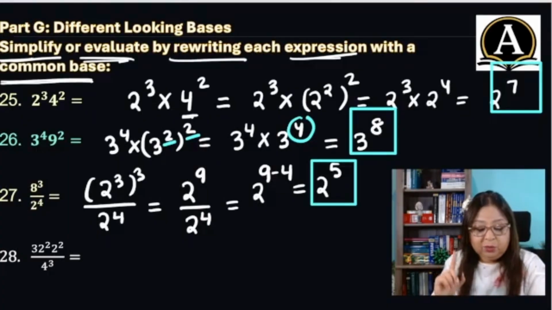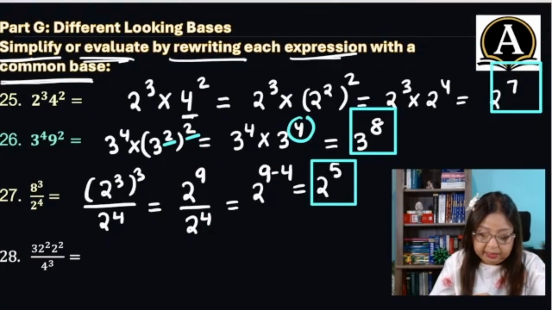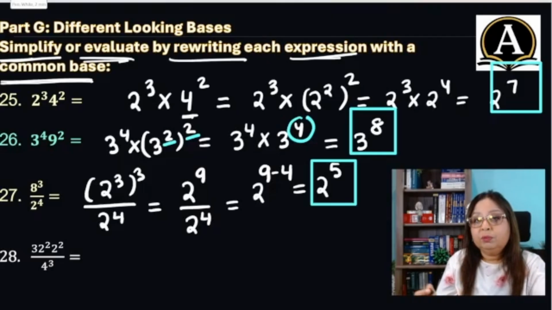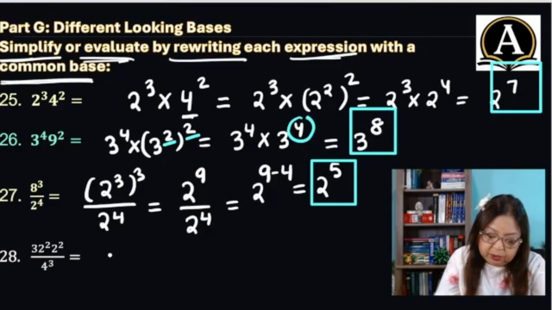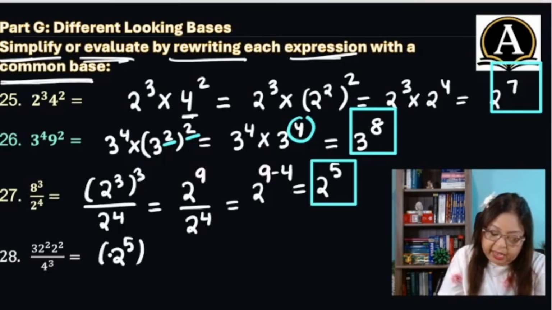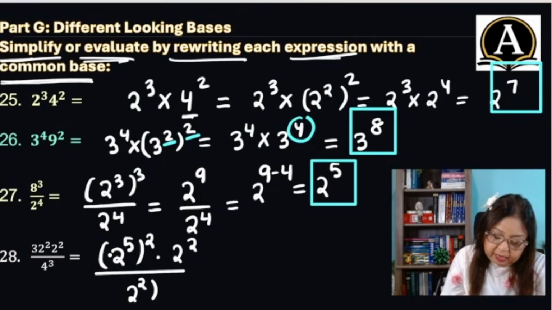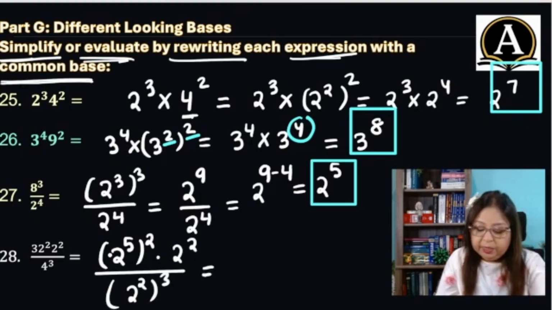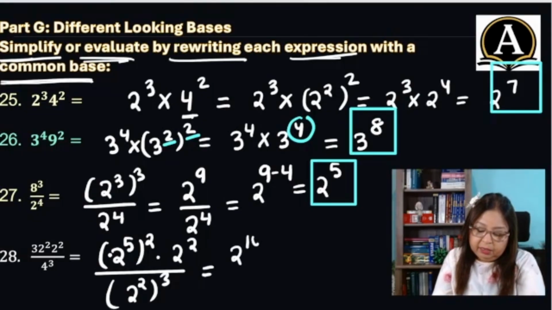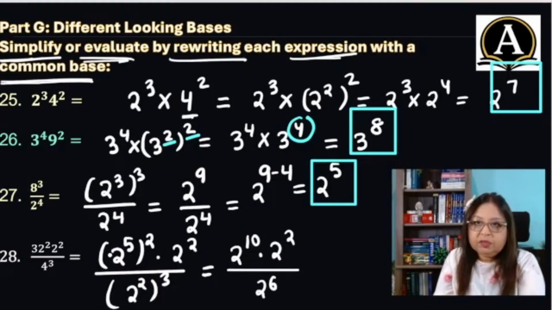Last one. Last but not the least. Problem number 28. Smallest base is 2. So our goal here is to rewrite 32 and 4 in terms of 2. So 32 is 2 to the power 5. And that is being squared times 2 squared divided by 4 is 2 squared, and that is to the power 3. What do we get? 2 to the power 10 times 2 to the power 2 divided by 2 to the power 6.